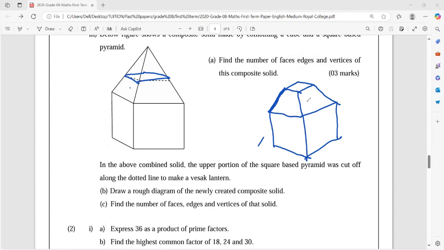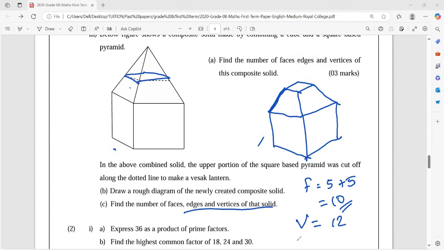Let's see the faces. In the pyramid part, you have 1, 2, 3, 4, 5 faces. And on the cube part, you have 5 more faces. And then there are going to be 10 faces, right? And if you talk about vertices, you have 4, 4, and 4. That is going to be 12.